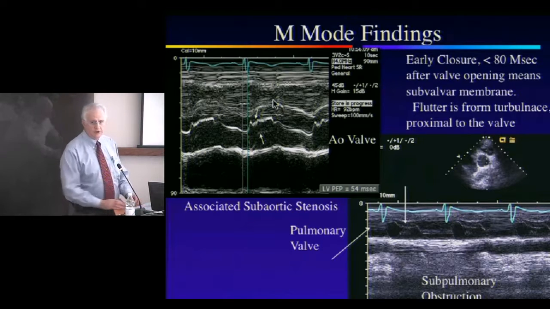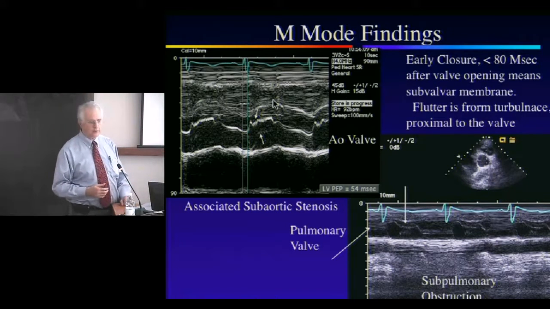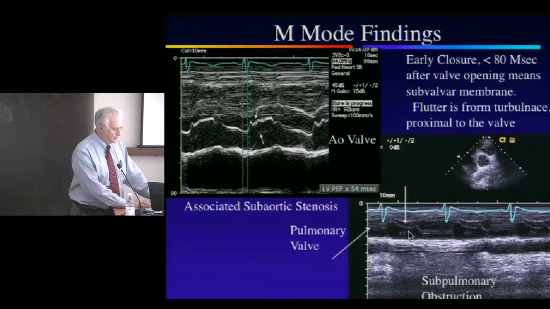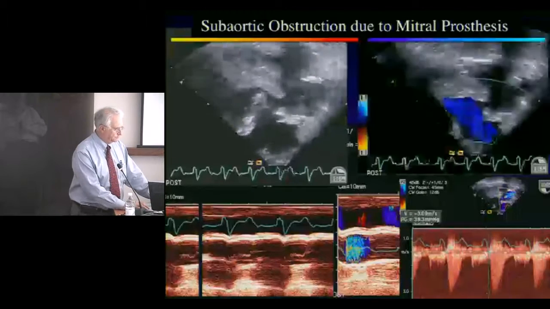Here's an example of a patient who had a double-chambered right ventricle. In double-chambered right ventricle, there's frequently subaortic stenosis. And here is exactly the example of the difference between a membranous aortic stenosis with early closure and what happens on the pulmonary valve with late closure and reopening, related to a muscular obstruction within the right ventricular outflow tract. So right ventricular outflow tract with mid-systolic closure and left ventricular outflow tract obstruction due to membrane with early systolic closure, and both with flutter related to the proximal turbulence.